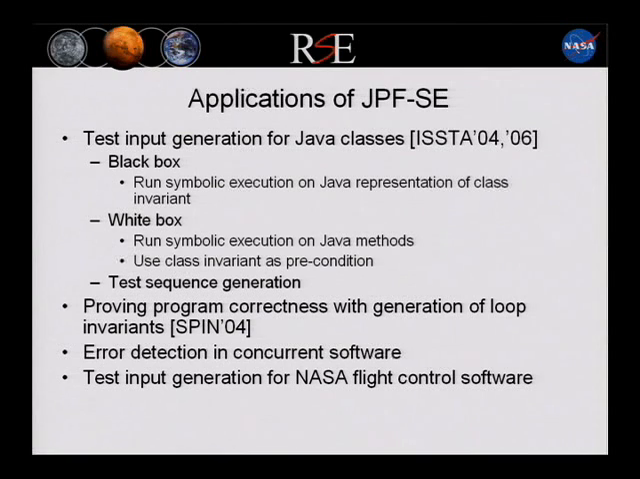Also, we applied them in a white box fashion. So now we run symbolic execution directly on the Java methods and use the class invariant as preconditions. And we compare these methods in this paper. And we also performed work on test sequence generation, and I'll talk a bit more about this later. Now, as I said, symbolic execution is a general technique that can also be used in proving program correctness.